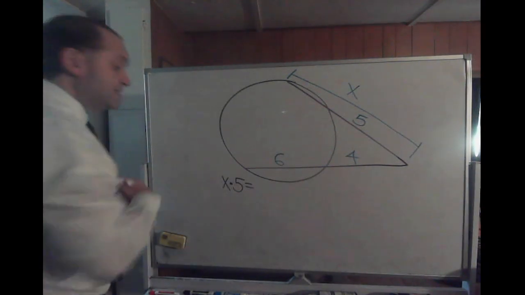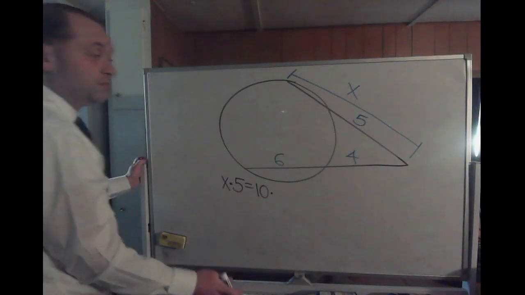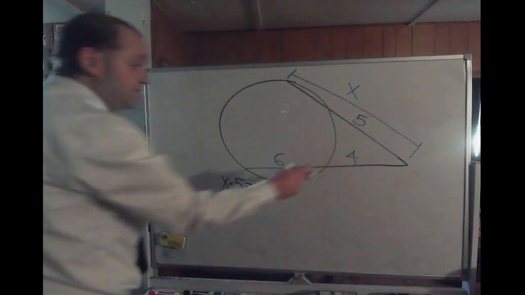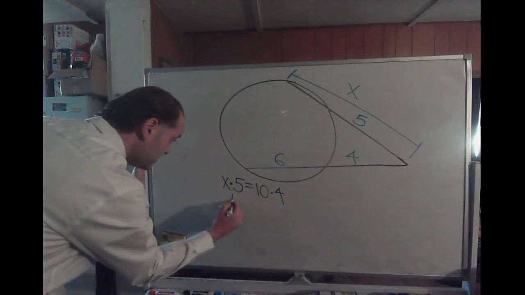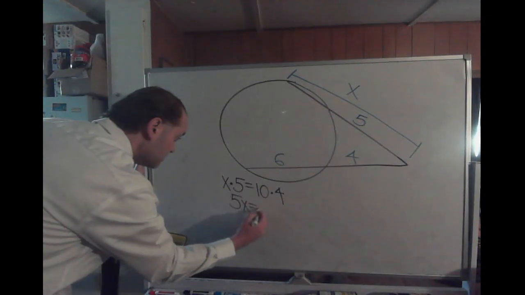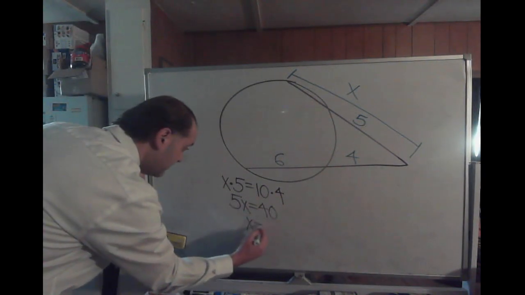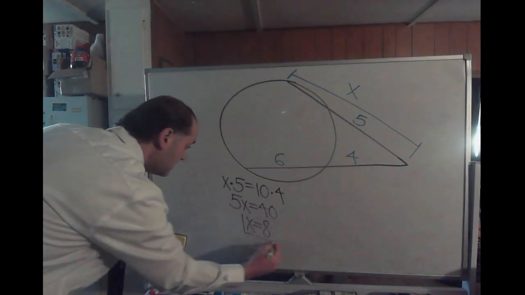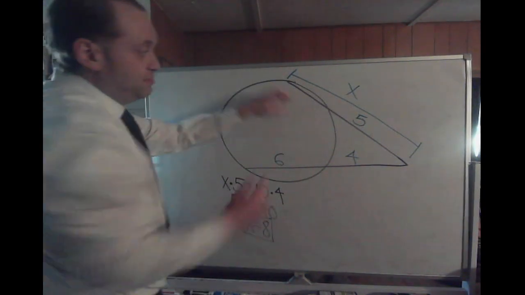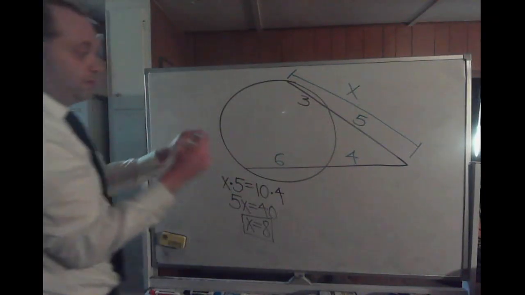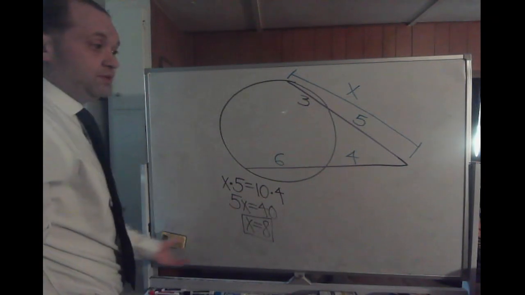Now you're going to set that equal to the length of the whole other segment, which would be 6 plus 4, that's 10, times the length of your outer segment of that secant line, which would be times 4. So this is going to simplify into 5x equals 40, which would have to mean that x has a length of 8. So the length of x for this segment is 8, which means this missing piece would have to have a length of 3 if we were asked to solve for that. So x equals 8 in this case.